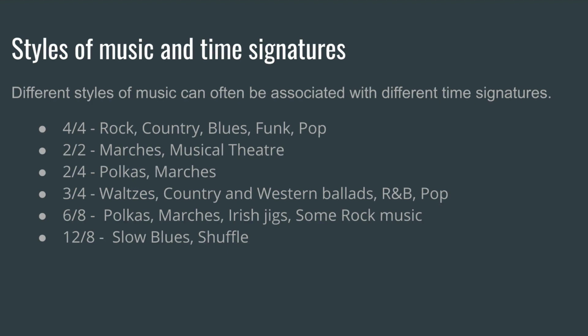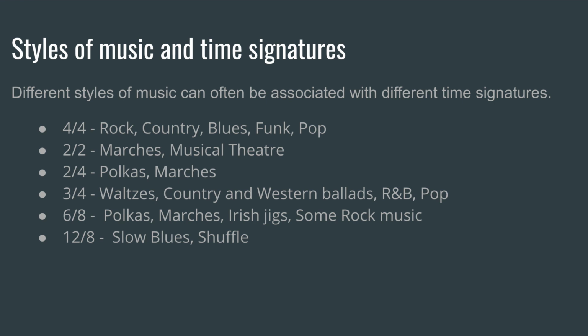Different styles of music can often be associated with different time signatures. So for example, 4/4 is often related to rock or country, blues, funk, pop, and other contemporary styles of music. 2/2 is more like a marching band sound, so 1, 2, 1, 2, 1, 2. Polkas and marches are all often in 2/4. 3/4 is usually what you would waltz to. Often country songs are in 3/4 as well. Western ballads, R&B and some pop could be in 3/4 as well.